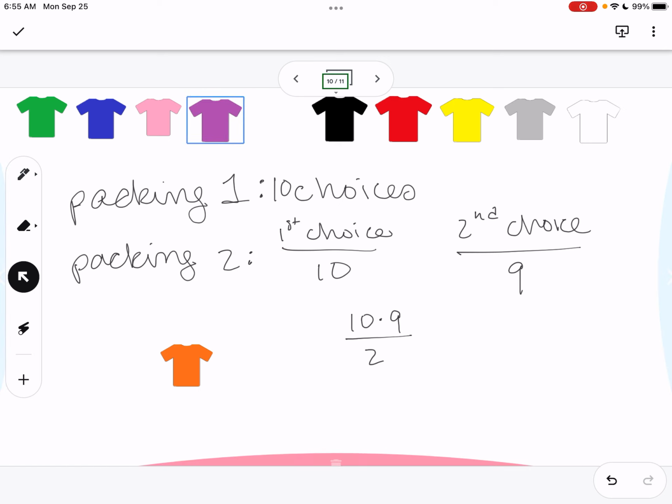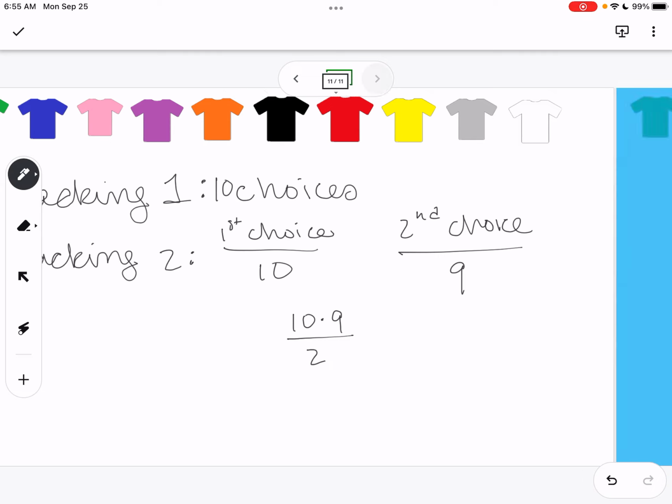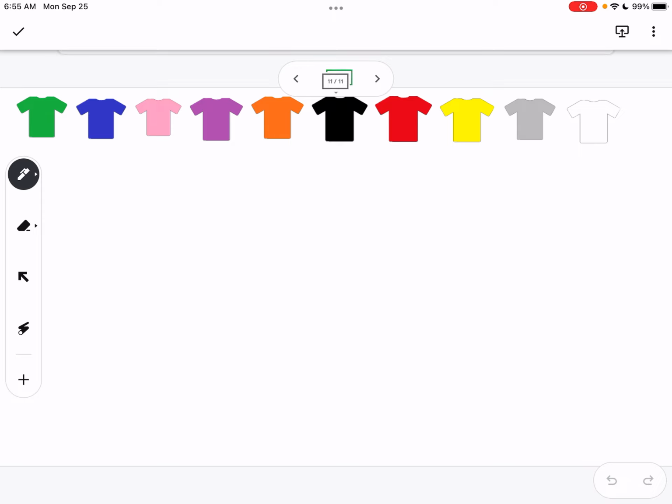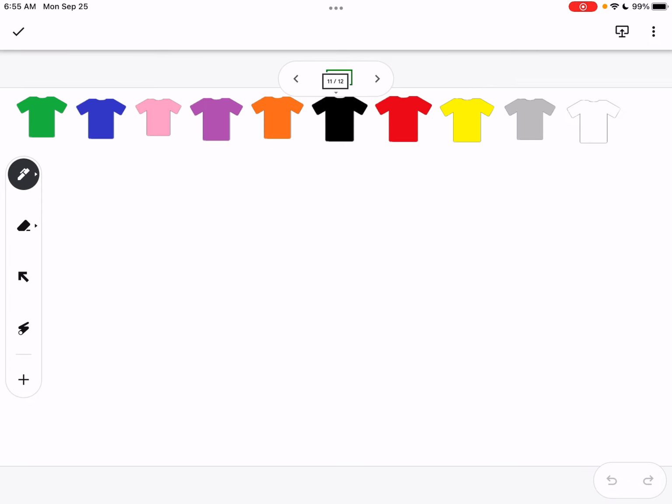So I will put these shirts away back in my drawer or hang them back up in my closet. So let's see if we can expand this to packing 3 shirts. Let's make another copy just in case I need my closet again. So let's say I want to pack 3 shirts.